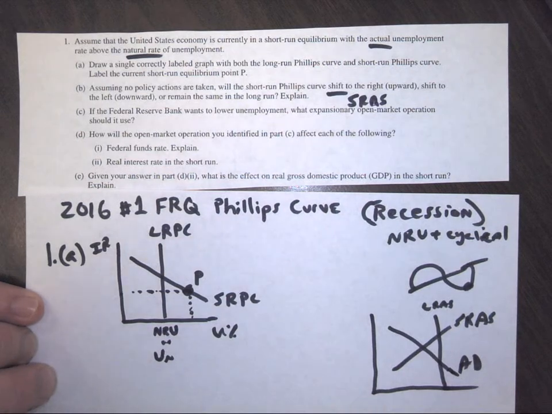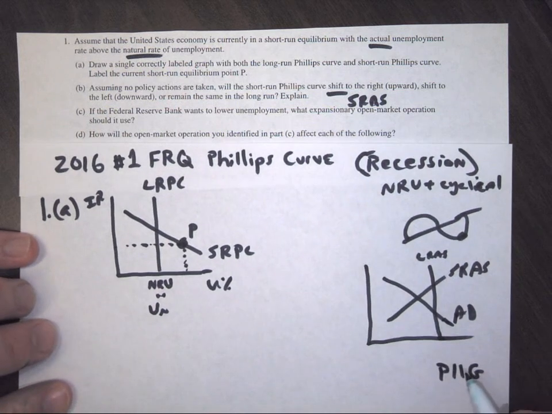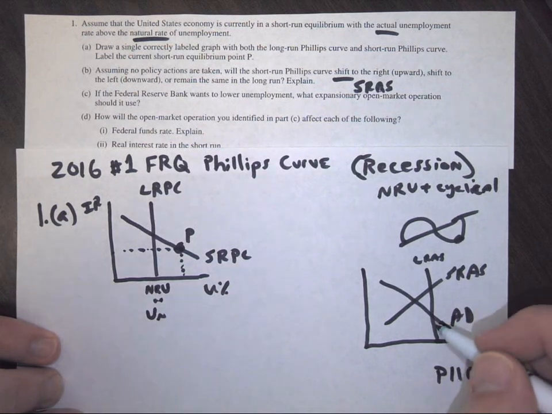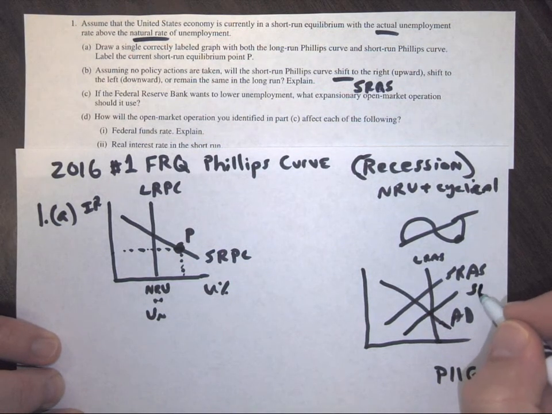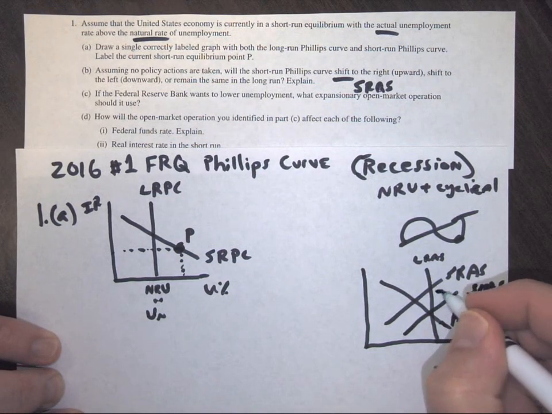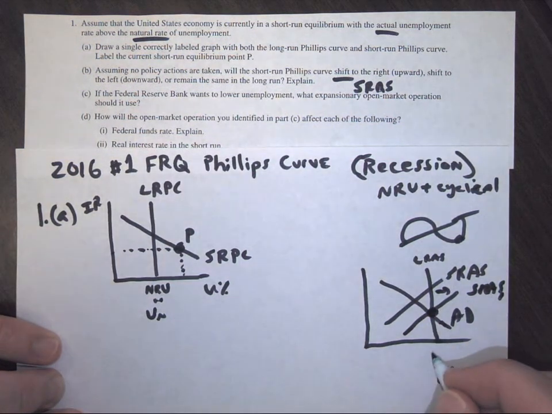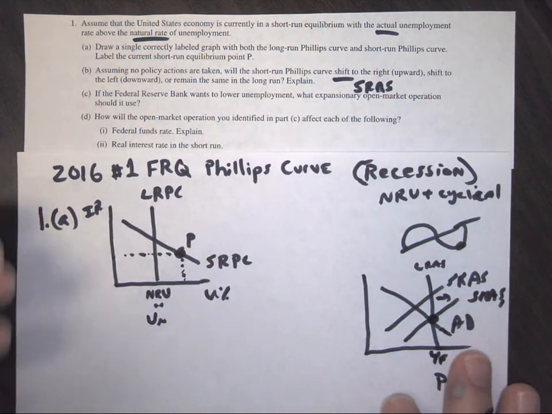And since that's an input cost, remember PIG: productivity, inflationary expectations, input cost and government action. So input costs are wages. That's something you put in your product, right? Materials and labor. So in a recession, supply can shift to the right and get back to equilibrium. Okay. Now that gets us back to full employment.